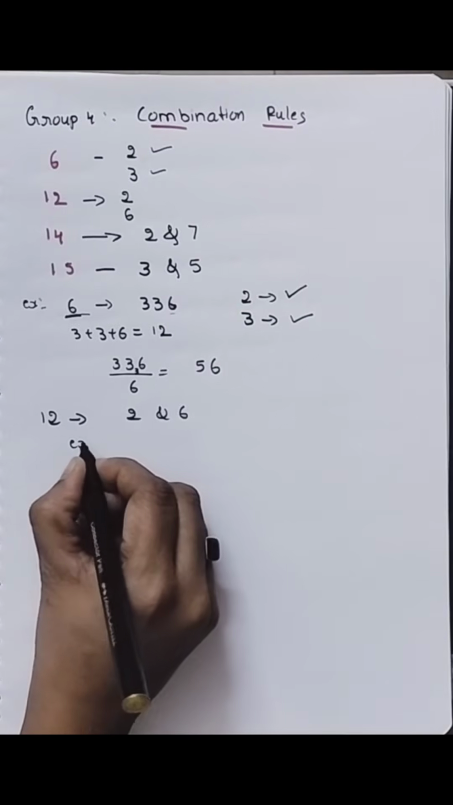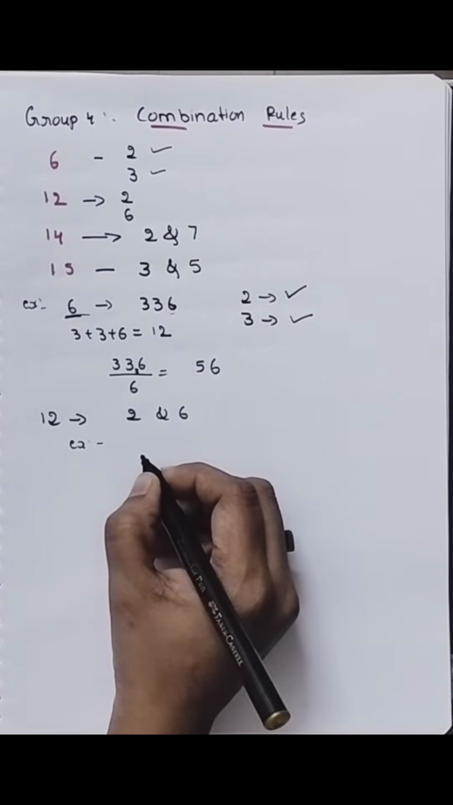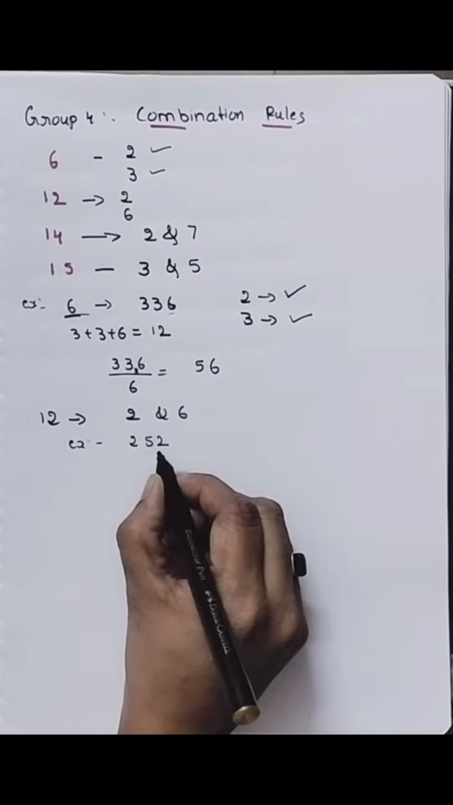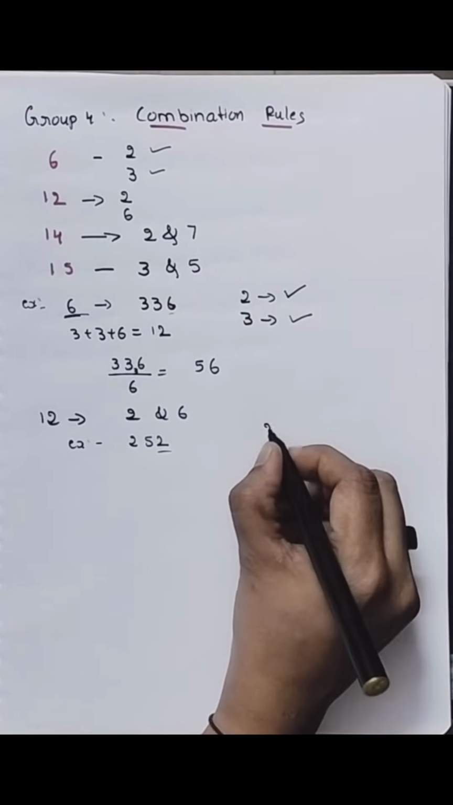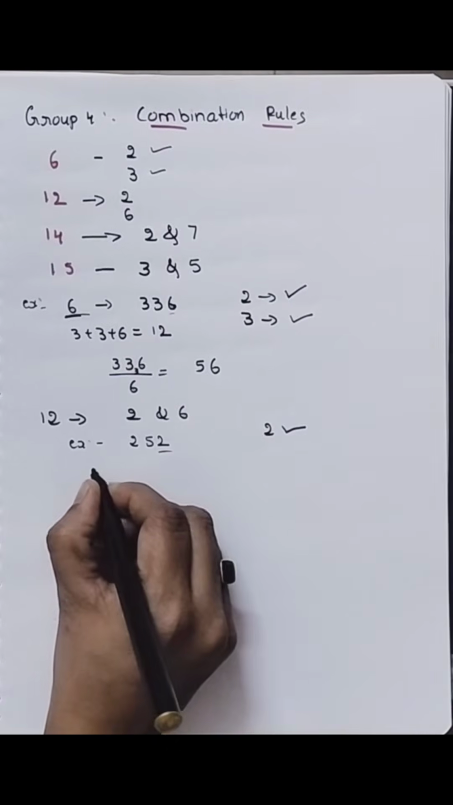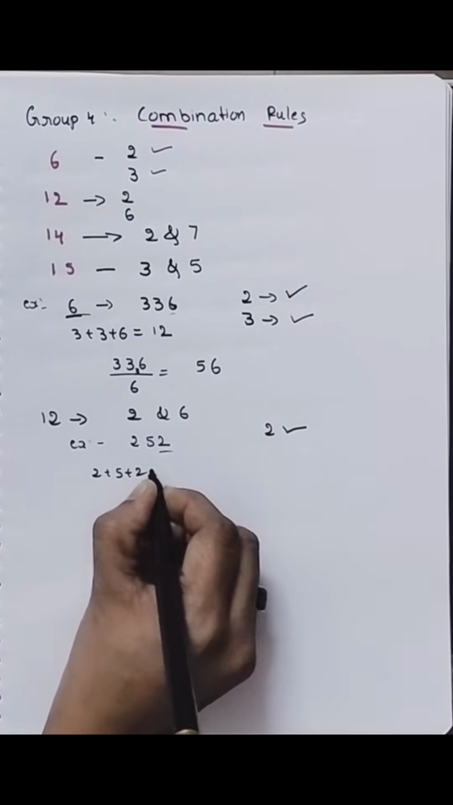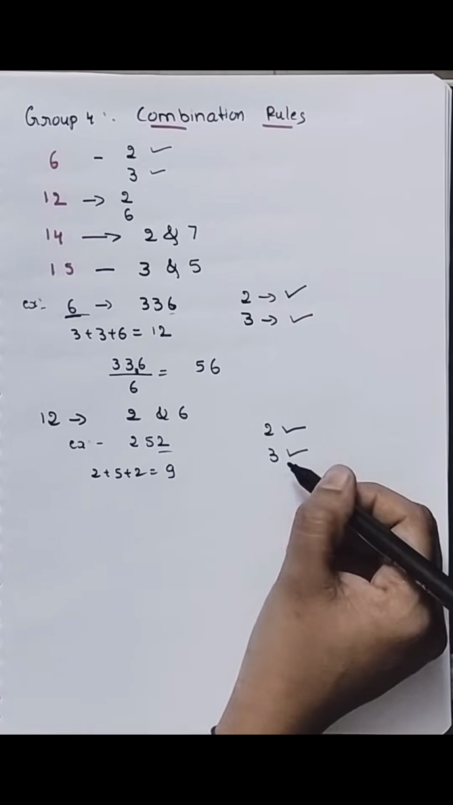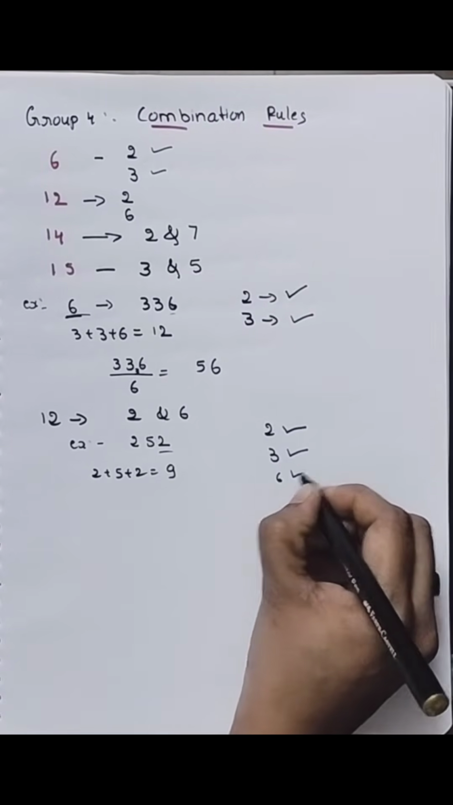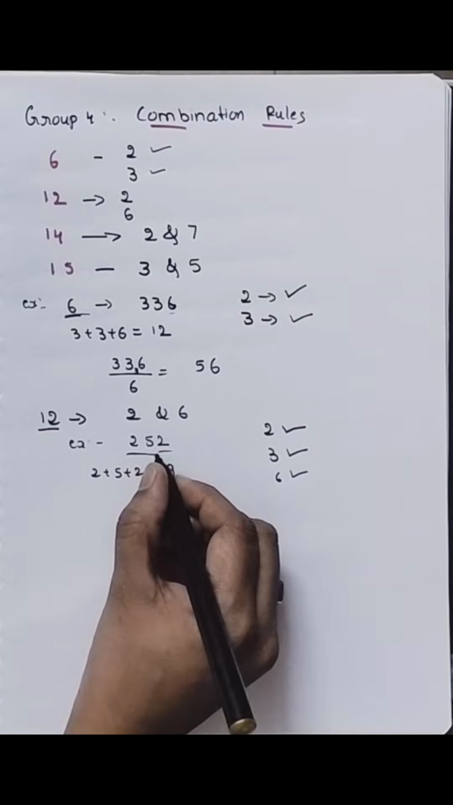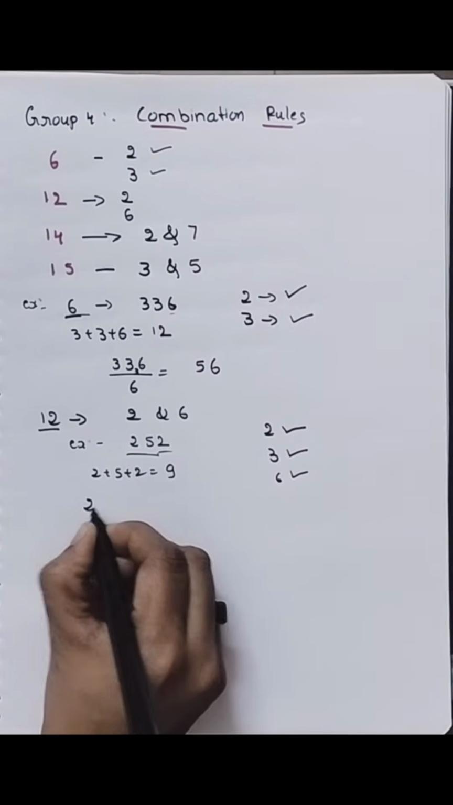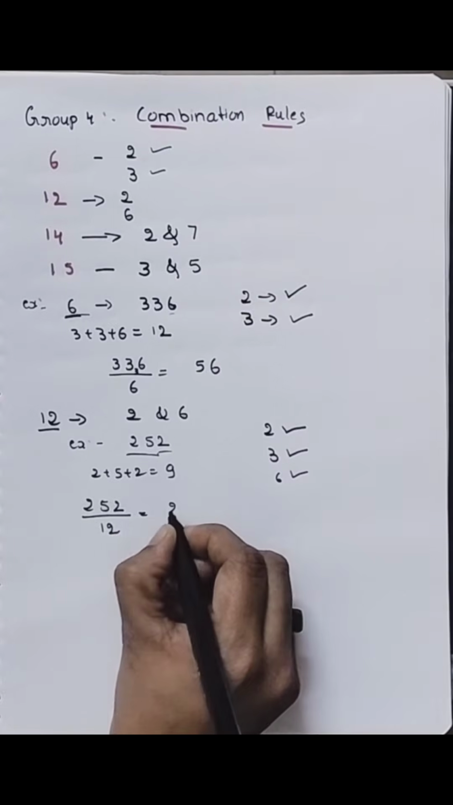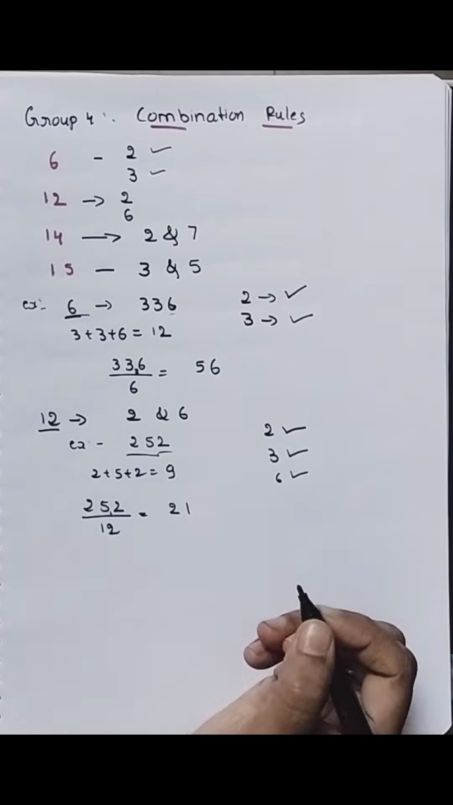For an example, what example shall we take? We'll take 252. Since the end digit is an even number, it goes with 2, and 2 plus 5 plus 2 is 9, so it goes with 3 as well. Since it goes with 2 and 3, it will go with 6 also. You can say that the number is divisible by 12. So 252 divided by 12: 12 twos are 24, 1 carry, and 1 twelve.